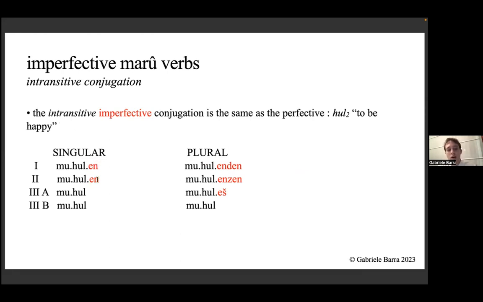So n, nothing, nothing, enden, ensen, esh. If you have already studied the material from the last class, then there is no need to study anything else. It's the exact same.